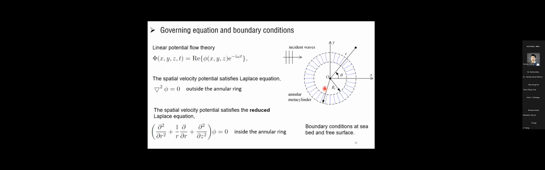So you can see Ri and R denote the inner and outer radius of the annular cylinder. The cylinder is composed of an array of thin vertical plates aligned with the radial direction. Again, a linear potential flow theory based model is developed to investigate the problem. This is the Laplace equation, the reduced Laplace equation inside the annular ring. And of course, the boundary conditions at the seabed and free surface should be satisfied.